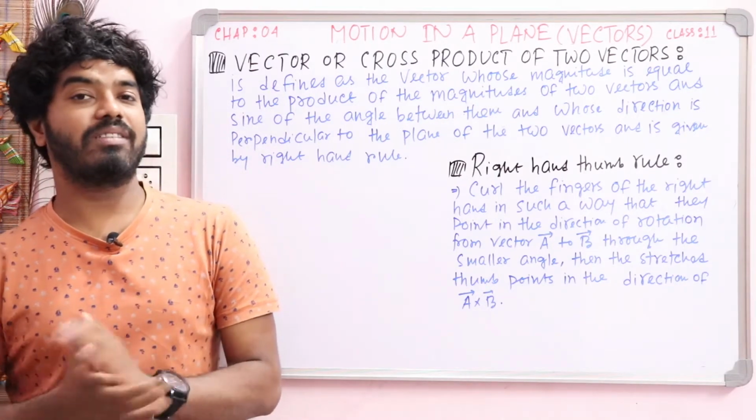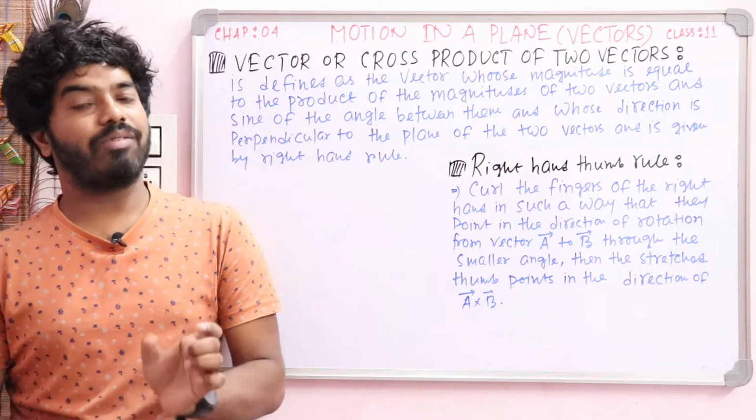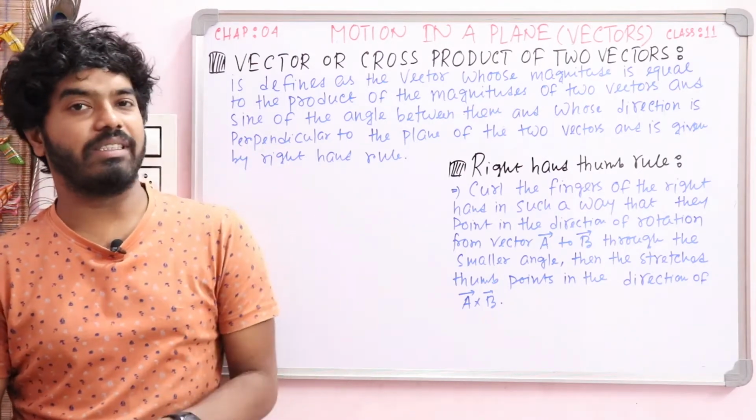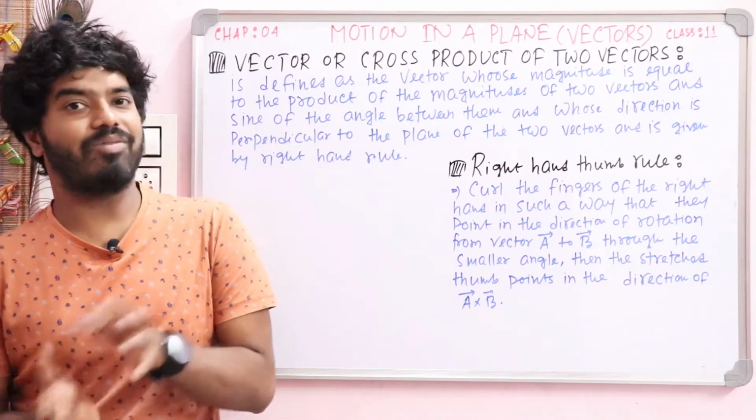And what about the scalar product? We learned that when we multiply two vectors and the result gives a scalar quantity, this is named as scalar product or dot product. Now what is vector product?